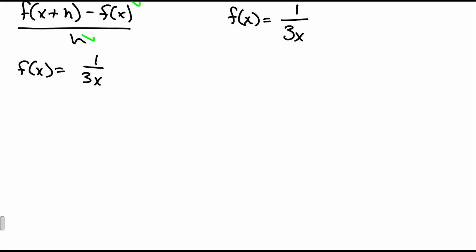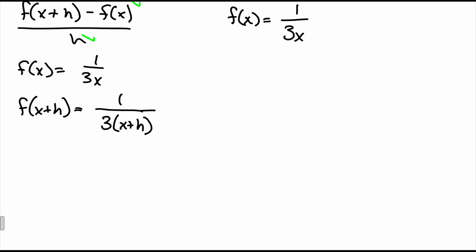Now what we do here, in place of every x that we see, we're going to input an x plus h in place of it. So instead of f of x, now we have f of x plus h. So now for every x, we have an x plus h. So here, this would be 1 over 3 times x plus h.